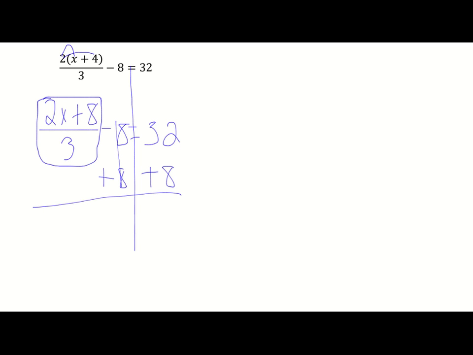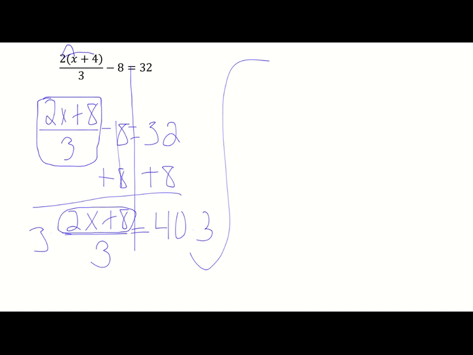On the left, that's going to leave me with the fraction 2x plus 8 all over 3 equals, and 32 plus 8 is 40. At this point, I now want to clear any fractions that I have in the problem. So when I go to clear the fraction, I need to get rid of the division by 3. My goal is to get this numerator by itself. So the opposite of dividing by 3 on both sides is to multiply by 3 on both sides.